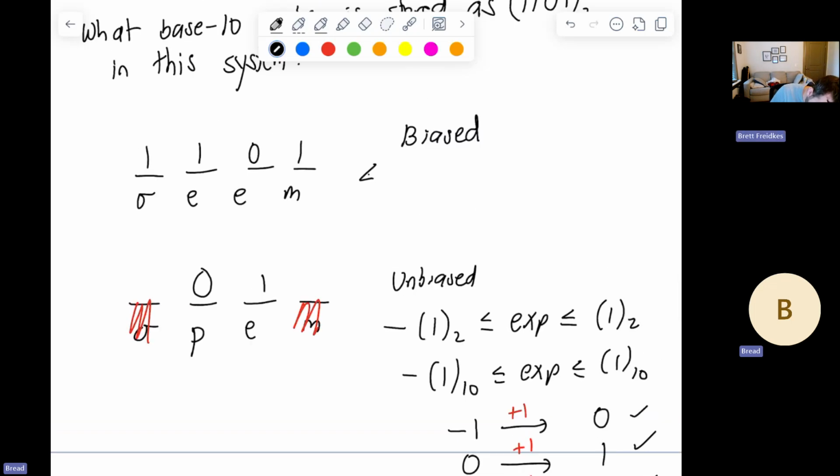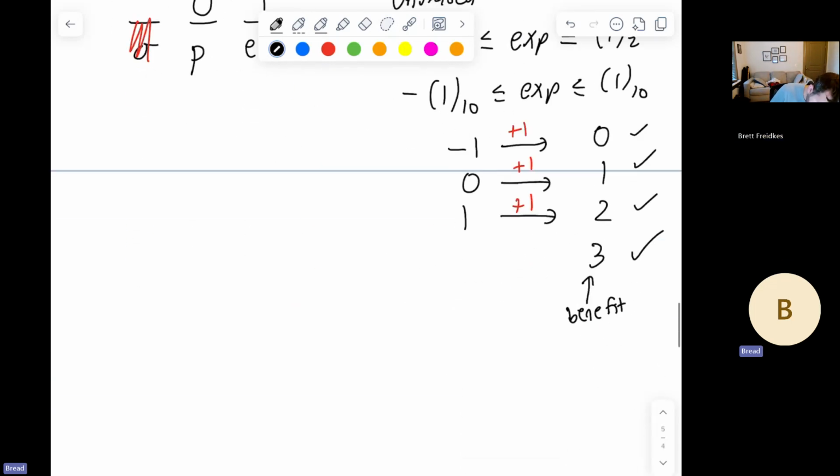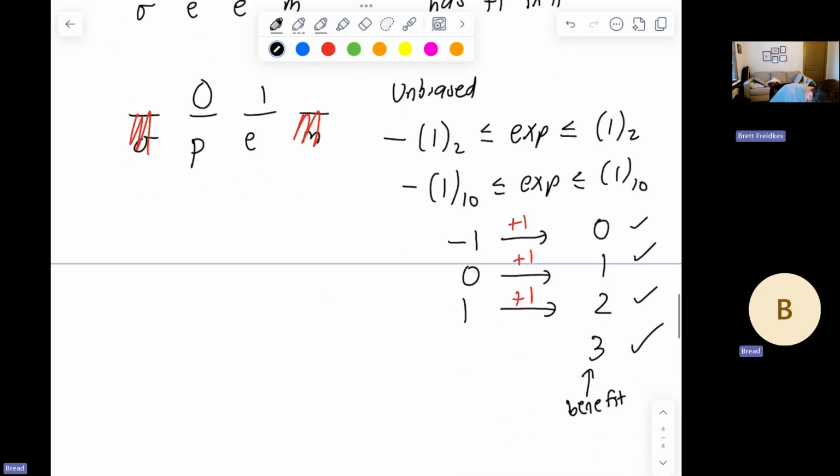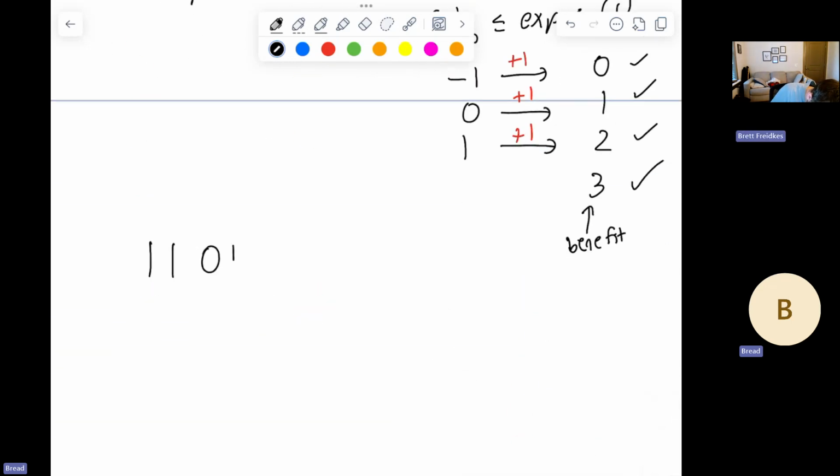Which means that this number, the exponent, already has +1 in it. So to unbias the number and get back the original base 10 value, we'll have to figure out what this exponent is, and subtract 1 from it, because we already added 1. We're trying to unbias now, so we're going to do the opposite. We'll subtract 1 and then find the number. So this number was 1101 sigma. These were the E bits, and this was the M bit.